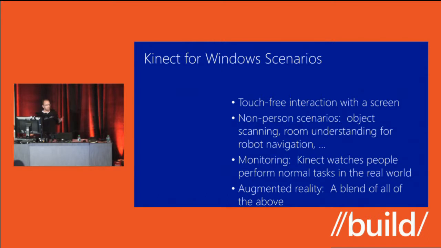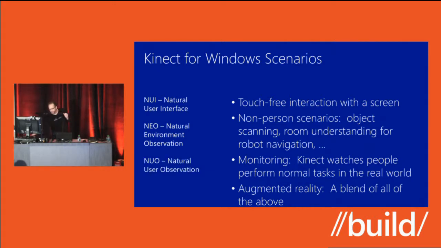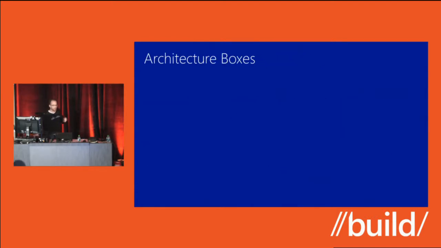We like to think of those three scenarios as NUI, building a natural user interface. The non-person scenarios, you can think of as NEO, natural environment observation, observing your environment. And NUO, observing users. So those are some of the scenarios that we've seen developers and companies get very excited about with Kinect for Windows.